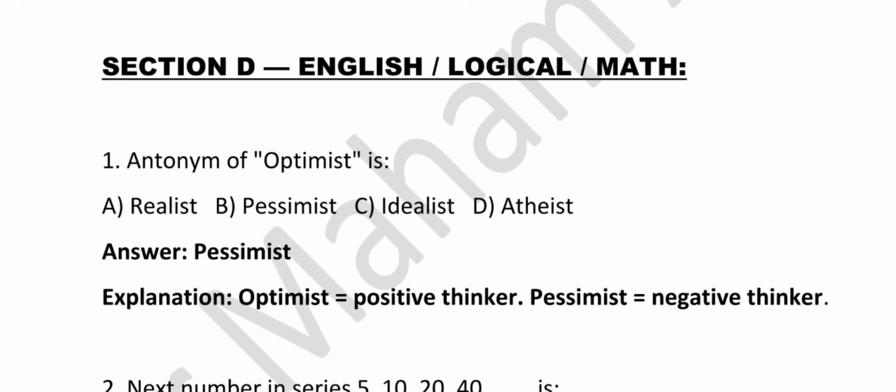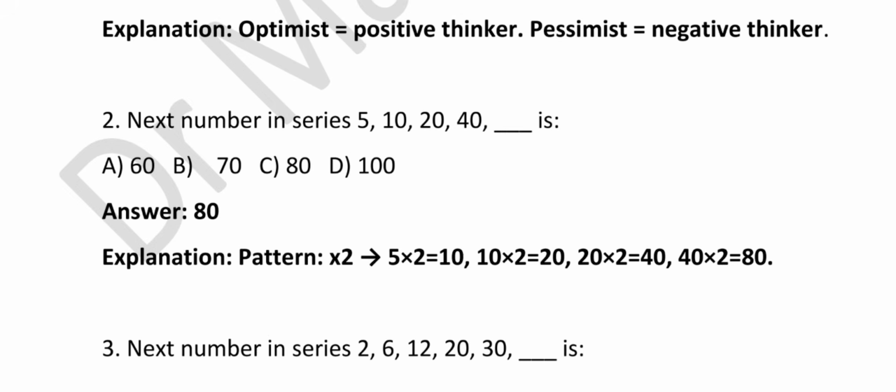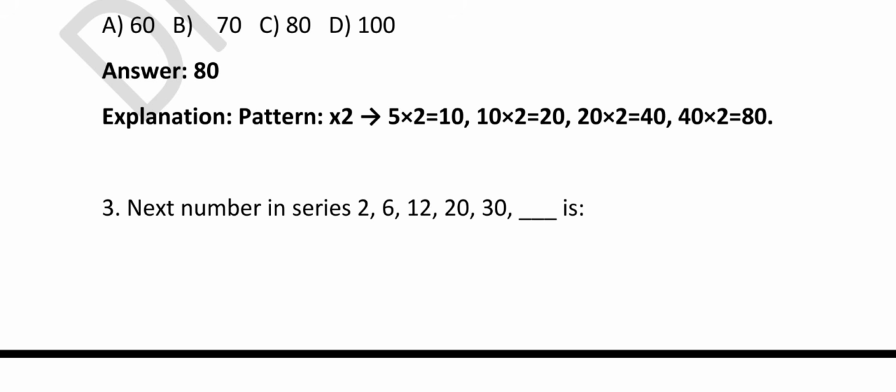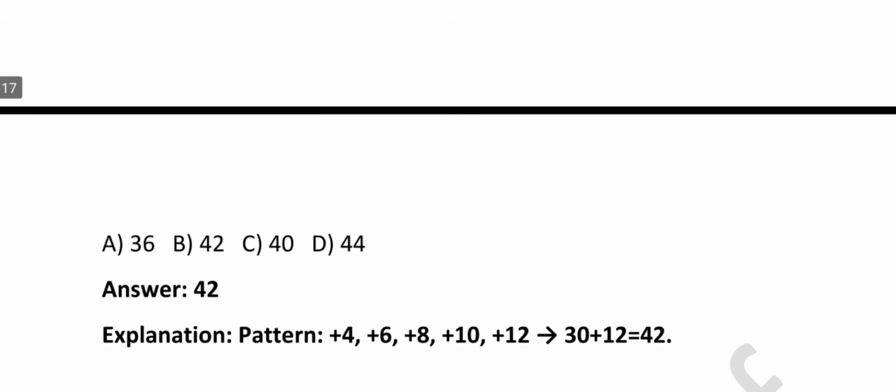Section D starts, that's English and logical reasoning. Antonym of optimist is pessimist, because optimist is a positive thinker and pessimist is a negative thinker. Next number in series 5, 10, 20, 40 is 80, because it is a pattern of multiply by 2. You multiply each number by 2 and you get the next number. The next number in series, correct answer is 42. It has a pattern of plus 4, plus 6, plus 8, plus 10 and plus 12. And there you go for the answer, that is 42.